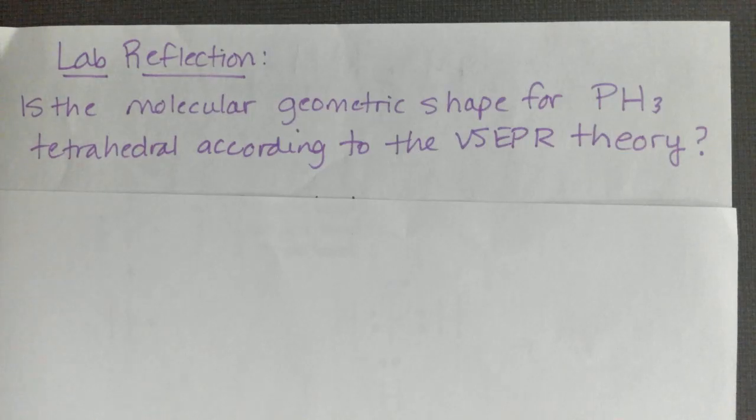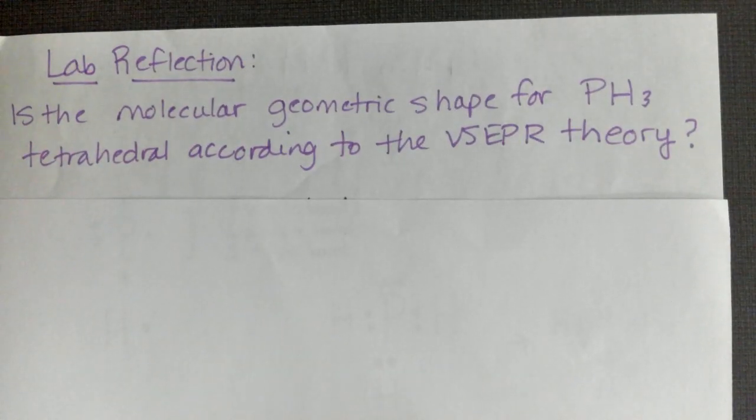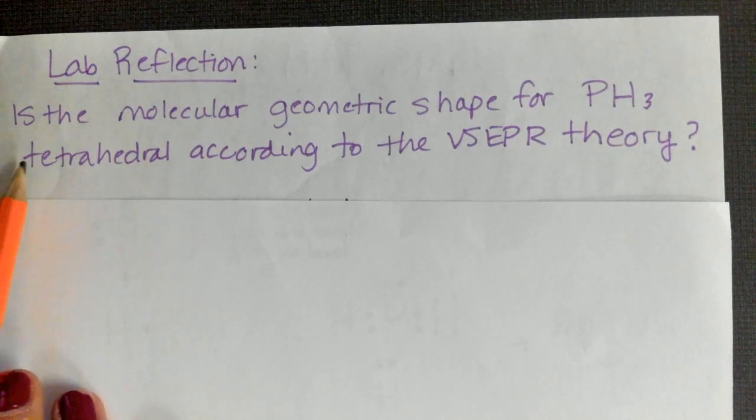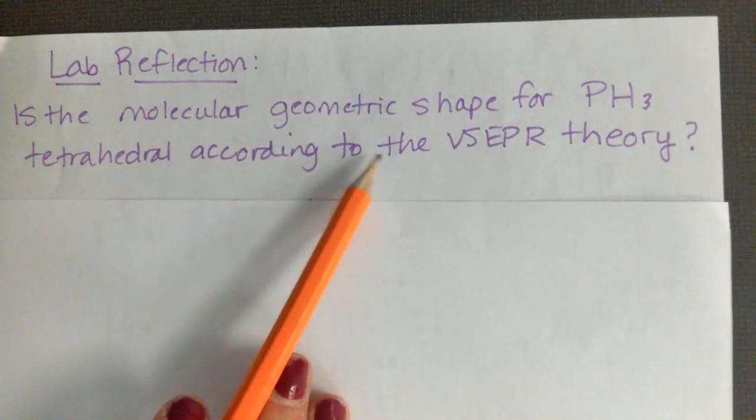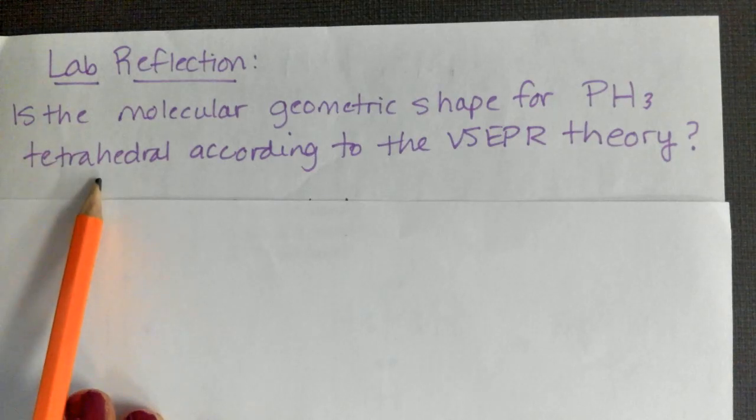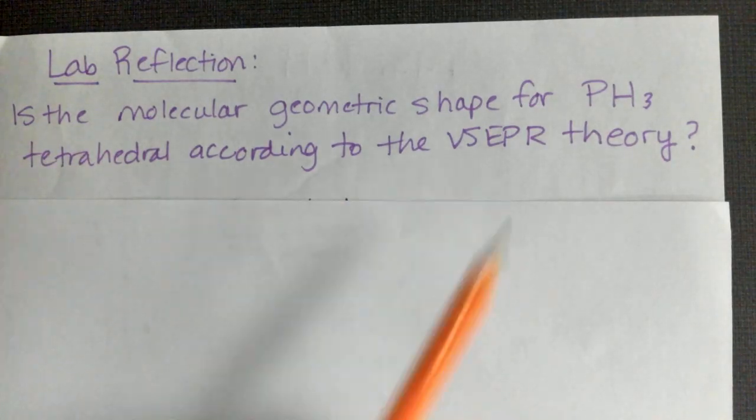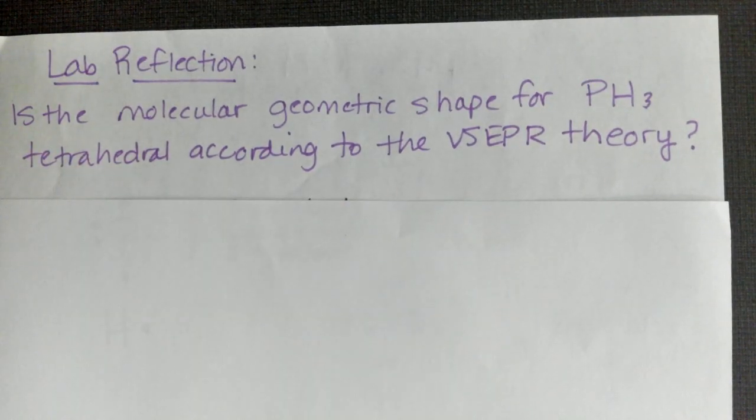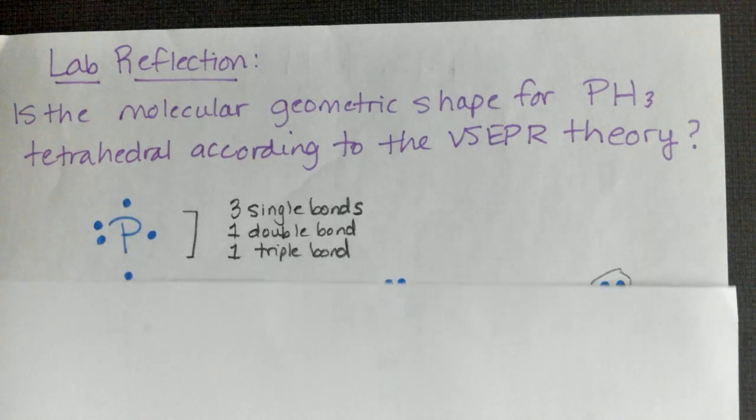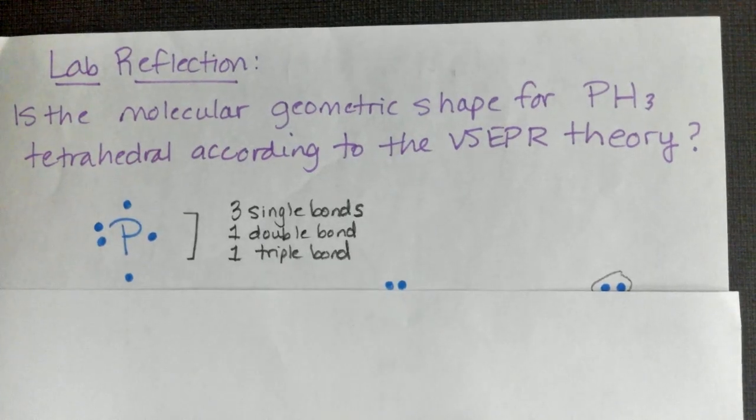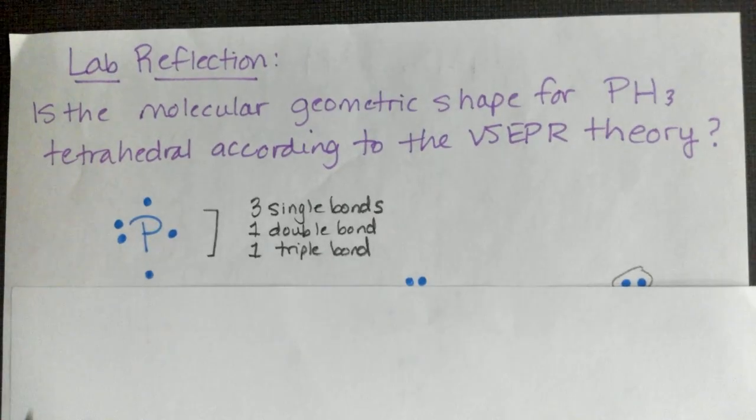So ladies and gentlemen, let's go ahead and look at the lab reflection for Unit 3. And the question is: is the molecular geometric shape for PH3 tetrahedral according to the VSEPR theory? Before you can figure out the geometric shape, you need to draw the Lewis molecular structure. So the first thing you want to do is draw the structures for the individual atoms.